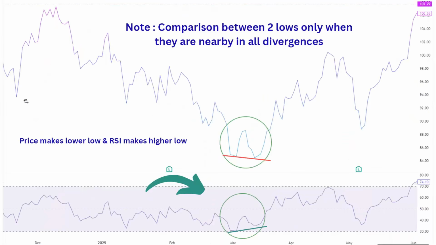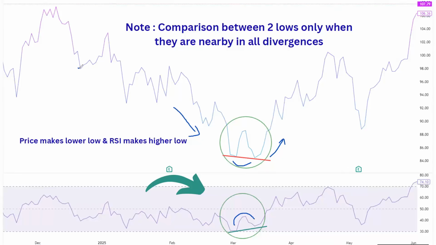Again over here we have a very steady downtrend. Price makes a lower low, RSI makes a higher low, and the price reverses. Now, one important thing which I want to share with you is, initially as a trader when I started 18 years back, even I used to make multiple mistakes, but with time I have learned this: when you are using positive or negative classical divergences, I'm using the word classical, not hidden, do not compare intermediate highs and lows.